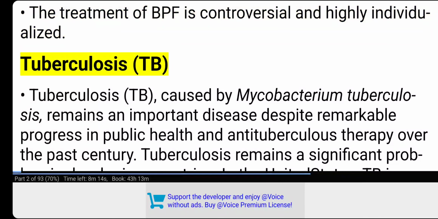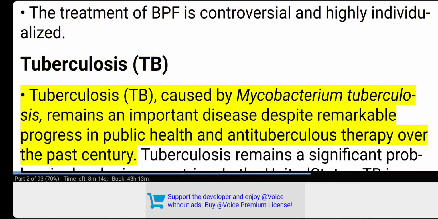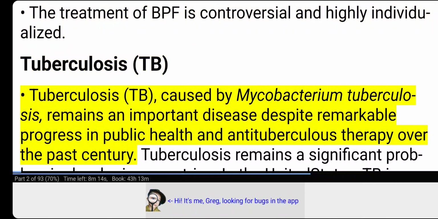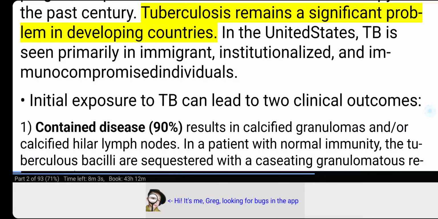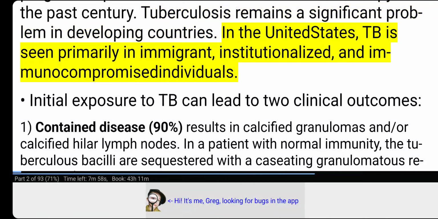Tuberculosis (TB). Tuberculosis (TB), caused by Mycobacterium tuberculosis, remains an important disease despite remarkable progress in public health and antituberculous therapy over the past century. Tuberculosis remains a significant problem in developing countries. In the United States, TB is seen primarily in immigrant, institutionalized, and immunocompromised individuals.